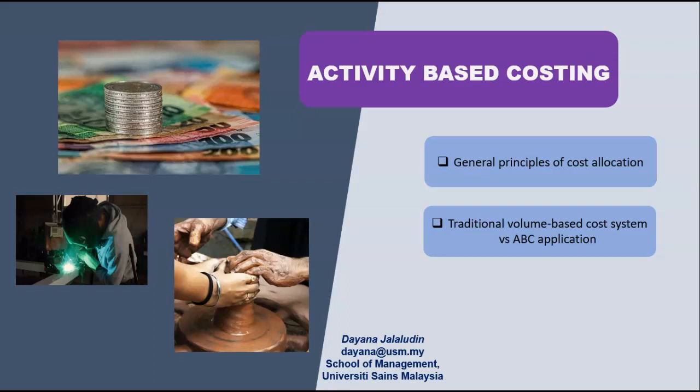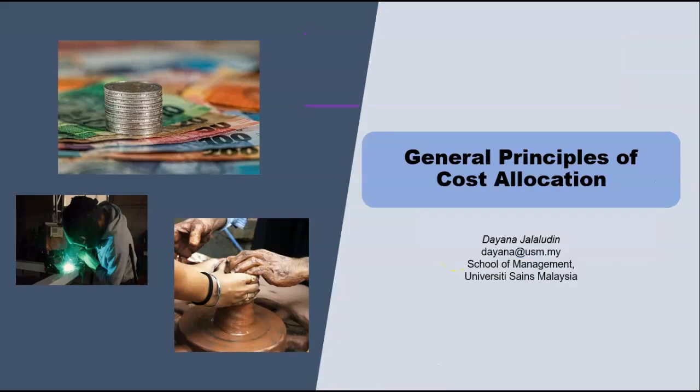So this is the first of the two videos under activity-based costing, and in activity-based costing we will be covering two main topics. One is general principles of cost allocation, and the other one is traditional volume-based cost system versus ABC application. So in this video, we will be focusing on general principles of cost allocation.